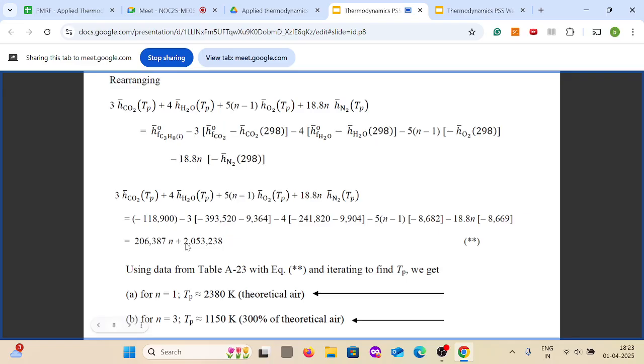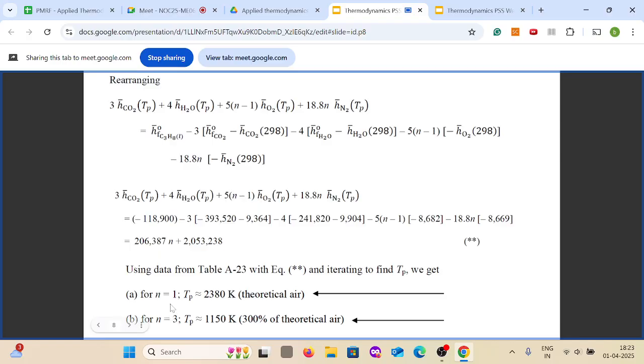So for 100% theoretical air, n is 1, and in this case we need to find the product temperature. We will start with some temperature value, estimate the enthalpies corresponding to that temperature, substitute here and find whether the left-hand side and right-hand side are equal. If the enthalpy on the left side is lower, then we will proceed with a higher temperature value, and iteratively we will try to find a temperature which will satisfy this equation.